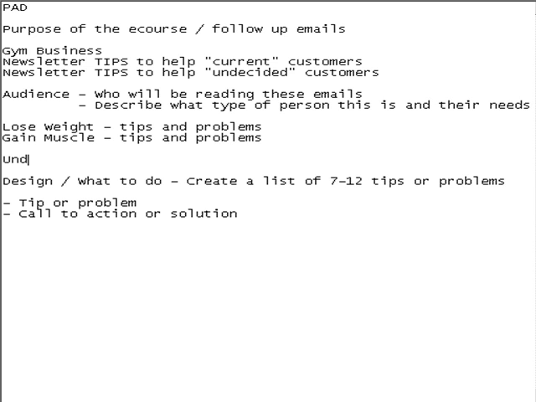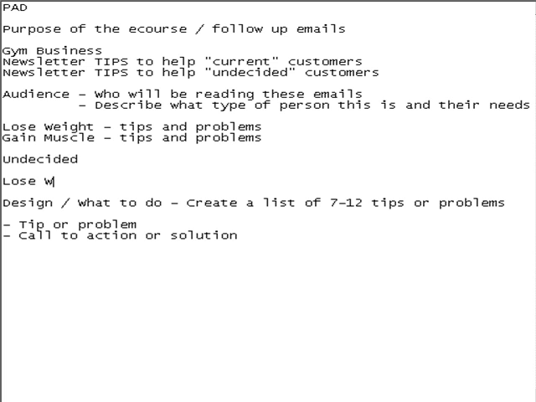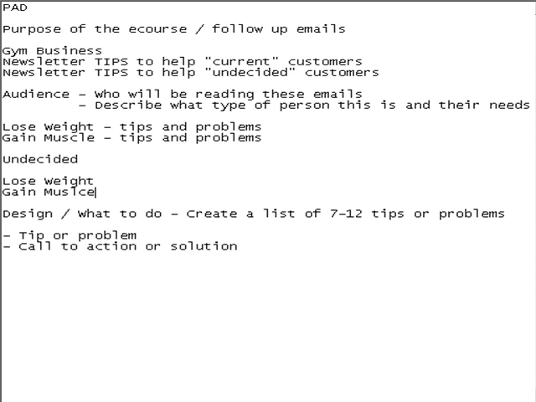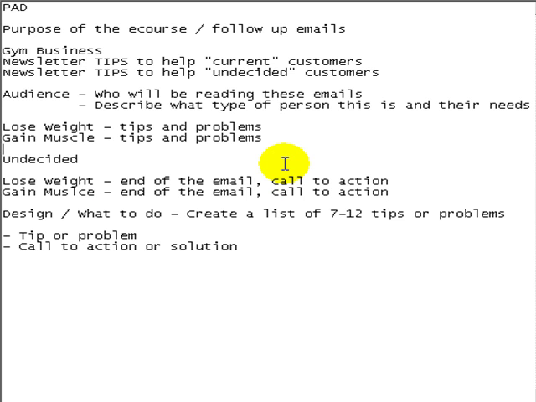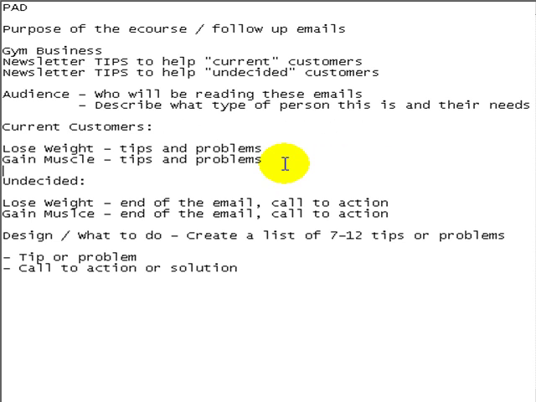Then with the people that are undecided, that want to lose weight and gain muscle, he can do the same thing. He can use the same content, the tips and the problems. But the only difference is that at the end of the email, he has a call to action. So that's the only difference. So as you can see, you pretty much can recycle your content. You just work on current customers first or undecided first, whatever you want to do. Then just make sure that the undecided people have a call to action.